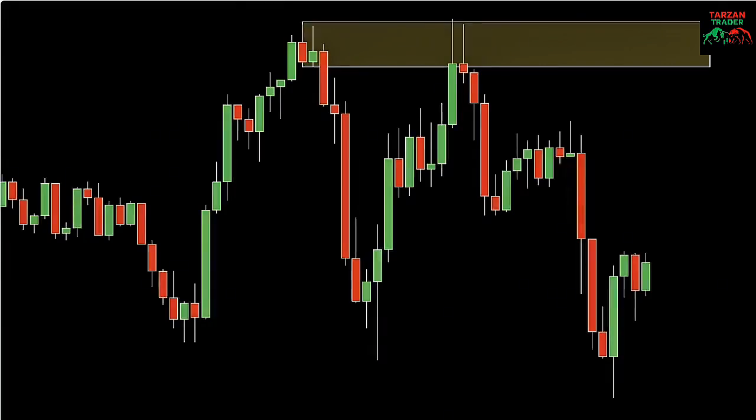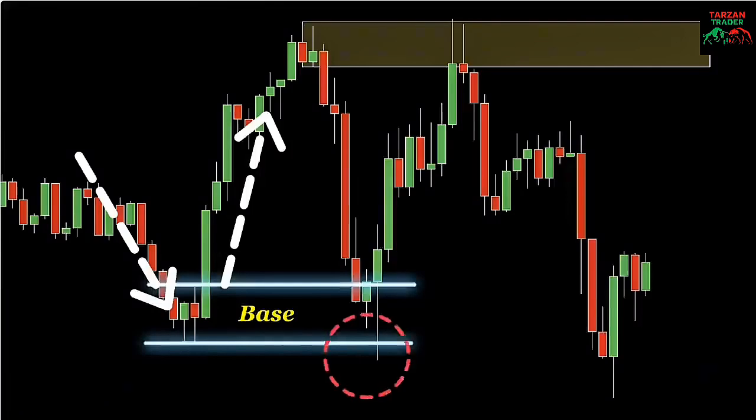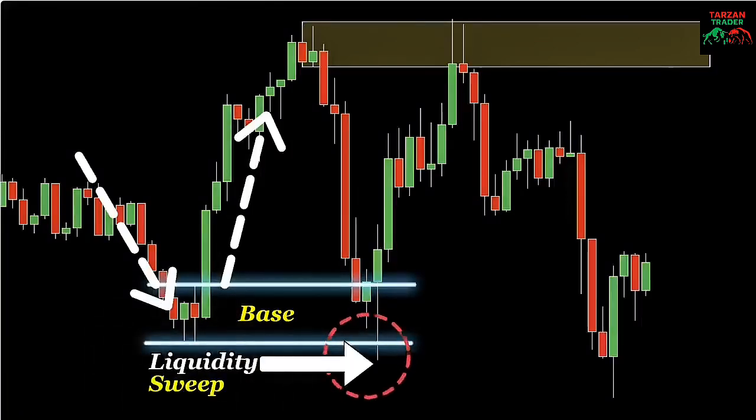Now, let me show you something truly powerful. In this same chart example, we can see the market creating both a drop-based rally and a rally-based drop, a perfect illustration of how smart money operates. First, the market forms a drop-based rally, creating a demand zone. As the market approaches this zone, it sweeps liquidity and then moves upwards. This is a classic smart money move, taking out retail traders before driving the price in their intended direction.